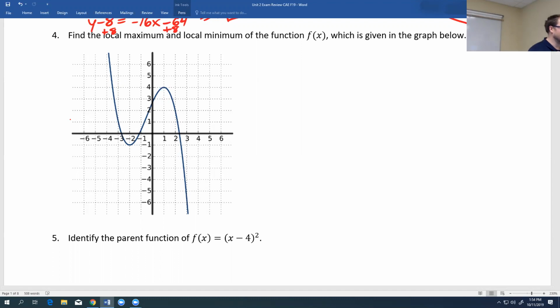All right, find the local maximum and the local minimum of the function f of x, which is given in the graph below. So what's a local maximum? What's a local minimum? If you look in a particular neighborhood, and there's a biggest thing in that neighborhood, then there's a maximum. If you find a smallest thing in that neighborhood, then you have a minimum. So if I make my neighborhood that little place I marked off, is there a biggest thing and is there a littlest thing?